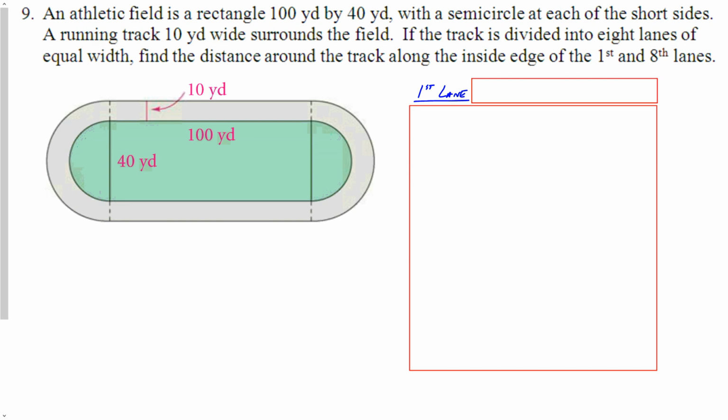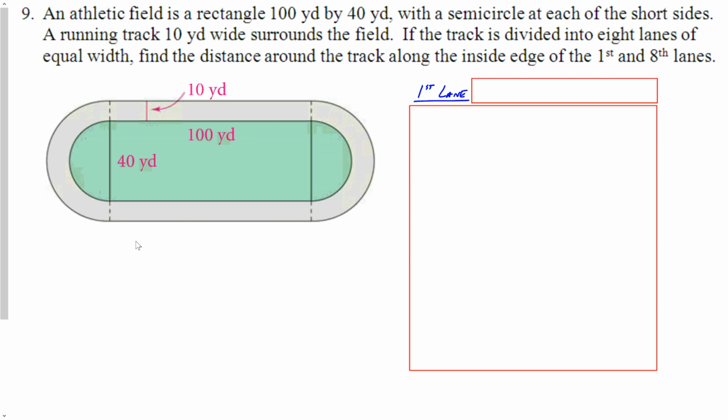The last thing we'll do, we have an athletic field here. Now this looks like a composition of shapes. It's an athletic field, I get that, but if you look at it, it's really rectangles and semicircles. So we're given the dimensions. I've given you a picture here that's also labeled already, so you may want to copy this onto your notes.